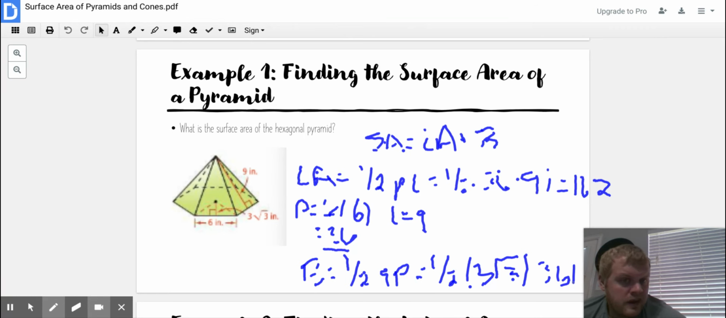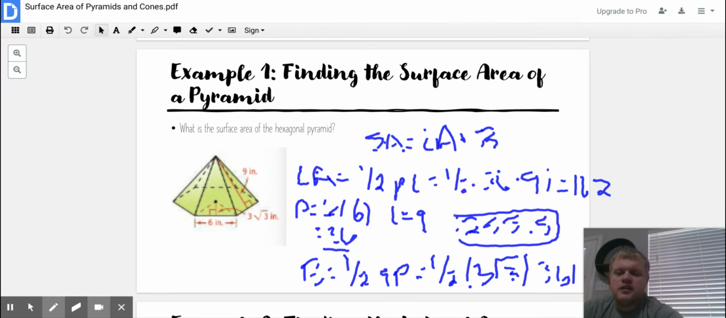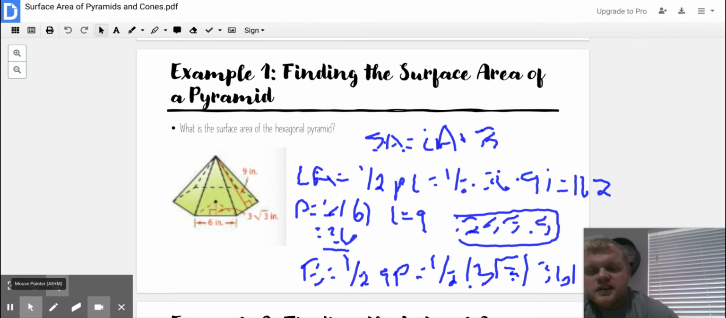Then I'm going to add that, because that's my B, to my LA, which we said was 162. So plus 162. And that should give us right around 255.5. There we go.